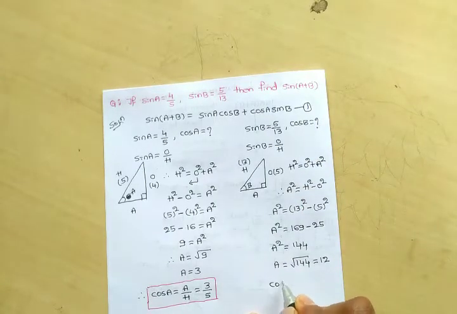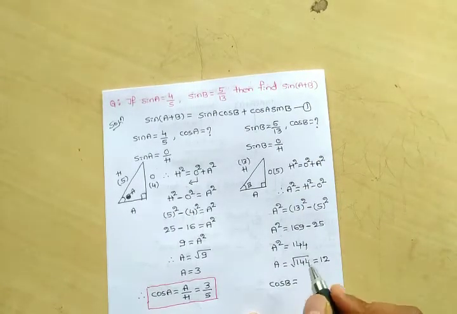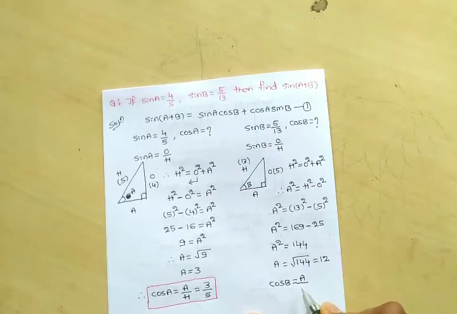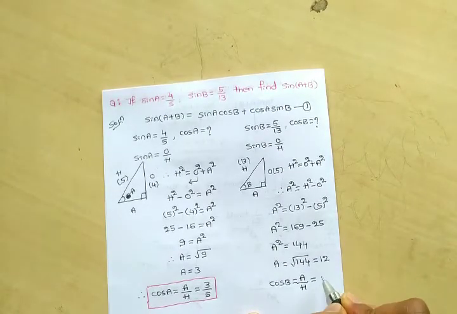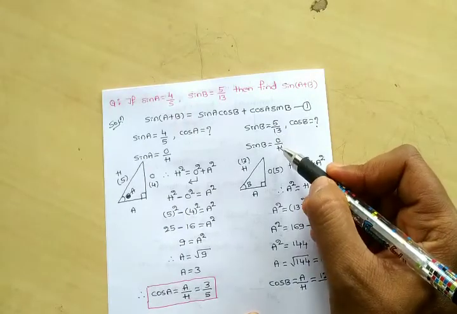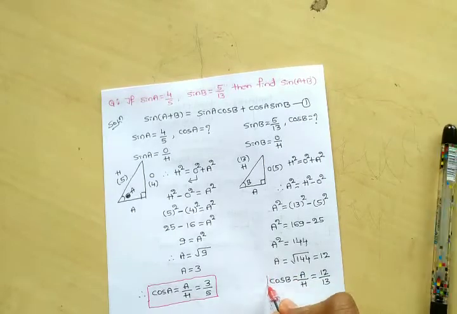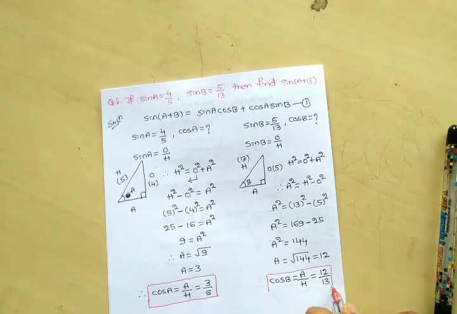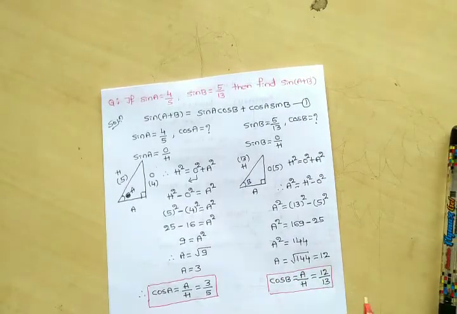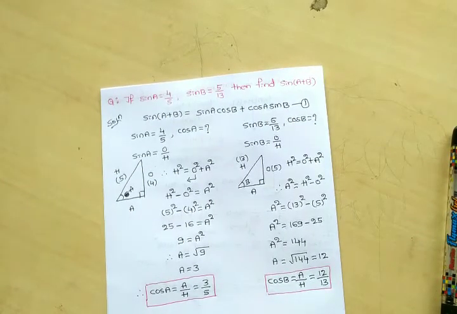Finally, you need which value now? Cos B, correct? Therefore cos B is equal to the same formula, adjacent divided by hypotenuse side. So adjacent is 12 and hypotenuse side is 13. So finally you got cos B. Now all four values you got, correct?